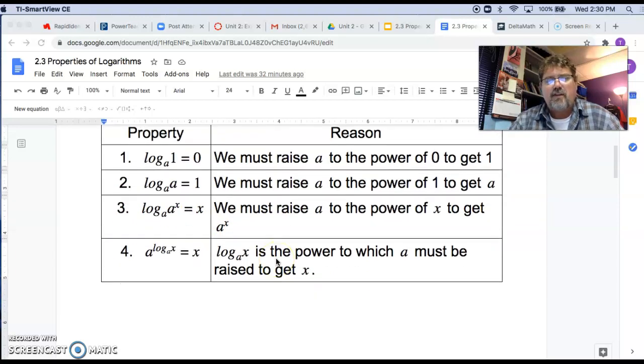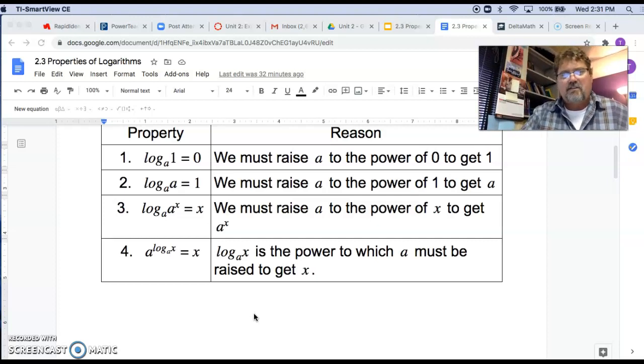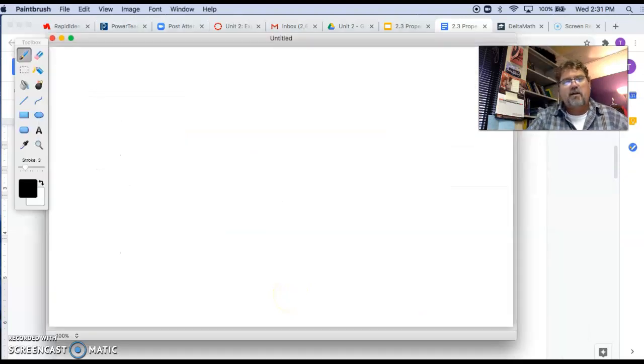This next one here is sort of an obscure property. I don't see myself using it all the time or anything like that. I guess you could say a raised to the log base a of x is x. Log base a of x is the power to which a must be raised to get x. Okay, that's a little confusing, but I think we're going to let that just lie where it is until we need it. I mean, we have to dive into it a little deeper. But I wouldn't mind mentioning a couple things about the first three properties.